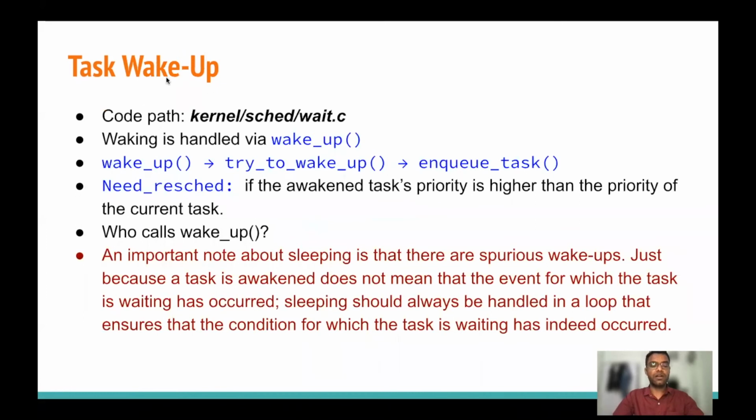Let's discuss the wake up sequence of a process. When the wake up function is called, it calls try to wake up. In this function, it sets the process state to task running state. Then it enqueues the task to the red black tree, or the run queue, of the scheduler. When a process is woken up, it checks whether this variable is set. If this variable is set, it calls the schedule function so that a higher priority process can run.